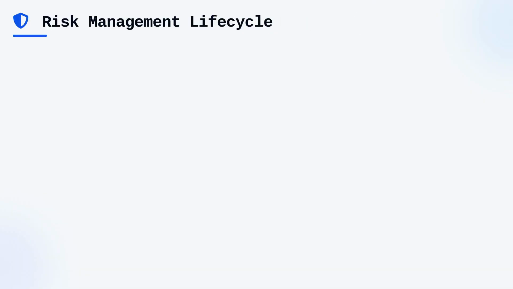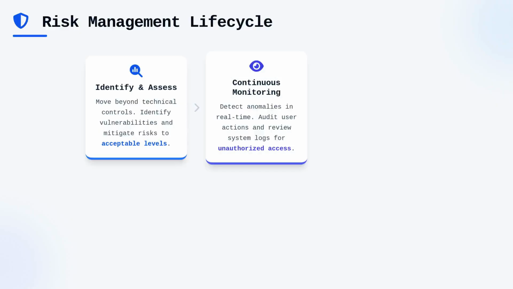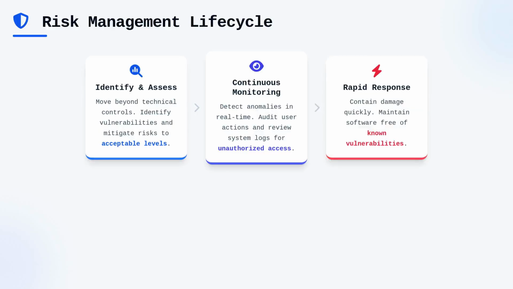Beyond technical controls, it is necessary to view security through the lens of a risk management lifecycle. No system can ever be perfectly secure, so the goal shifts toward identifying, assessing, and mitigating risks to acceptable levels throughout the operation of your infrastructure. This lifecycle involves continuous monitoring of systems to detect anomalies that might signal a security threat, followed by rapid incident response to contain damage if a breach occurs.